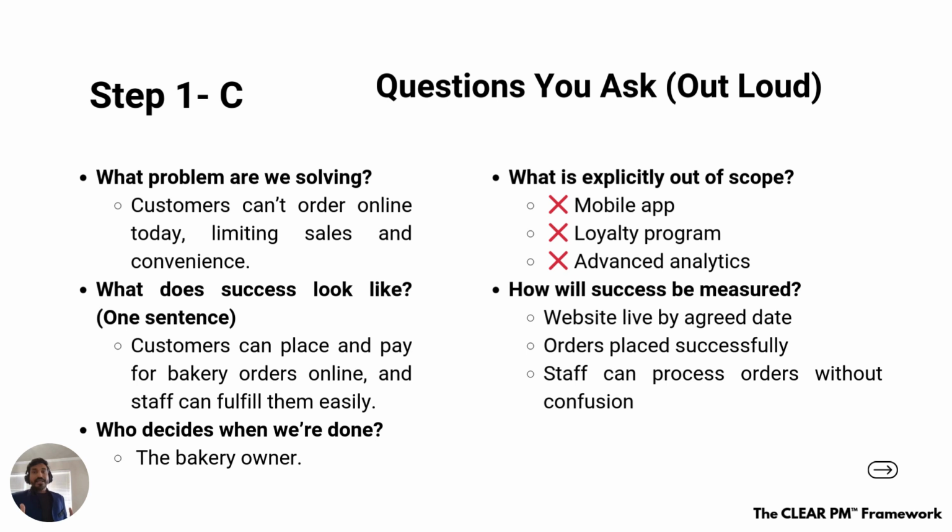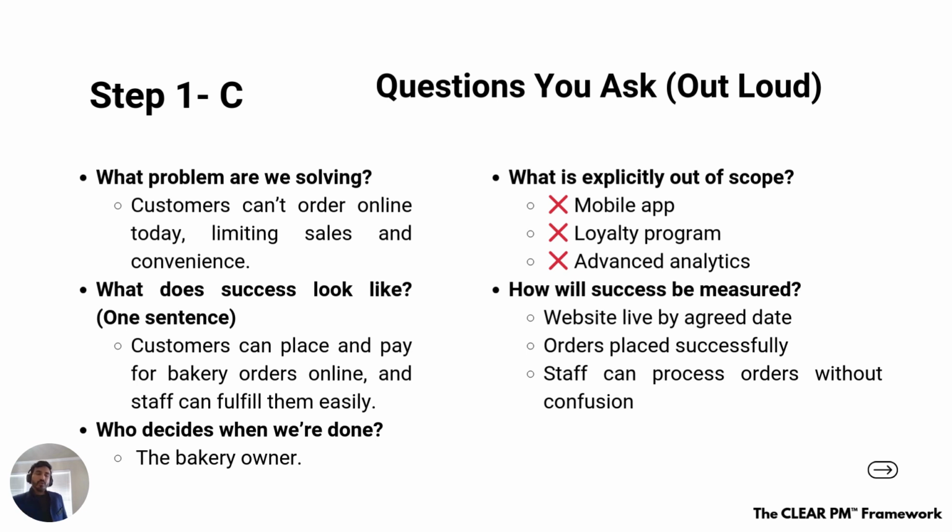Number one, the clarity, right? So, what is the problem that we are solving here? The problem is that the customer can't order online today. Because of that, we have limited sales and limited convenience. My product is good, but people have to come to my place to order right now. But if I give a website, they can order from home and easily get the order, right?